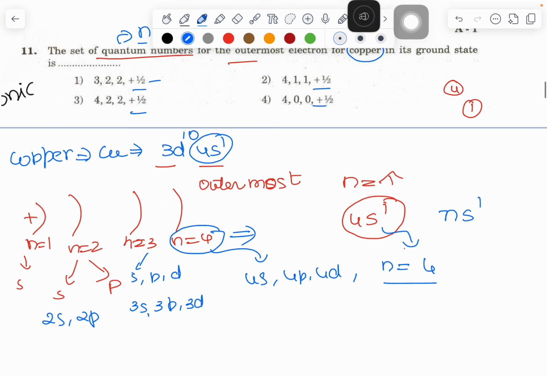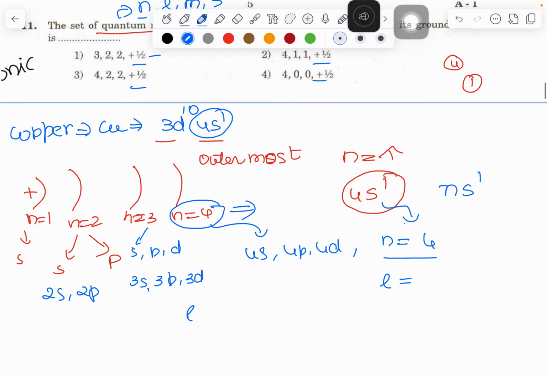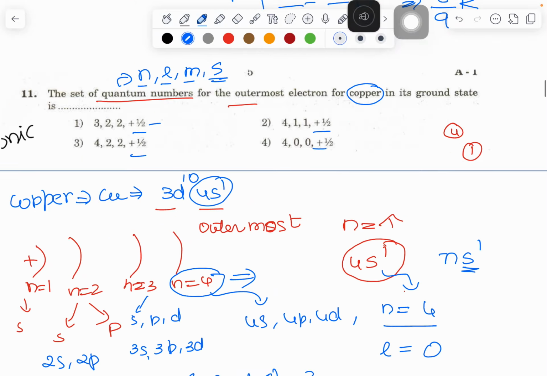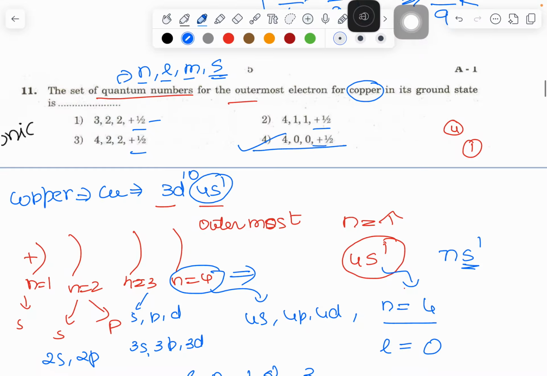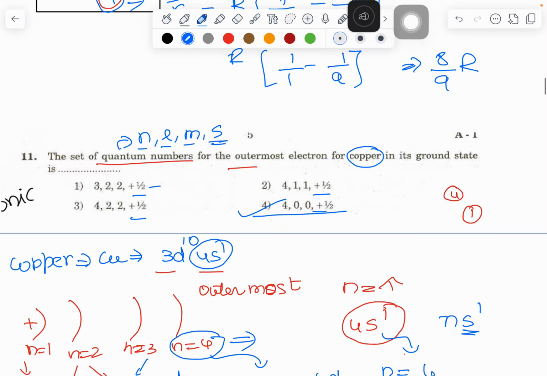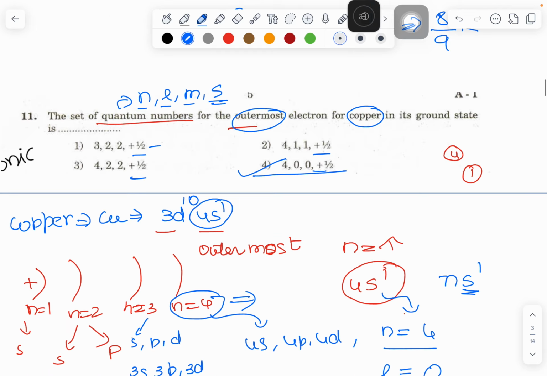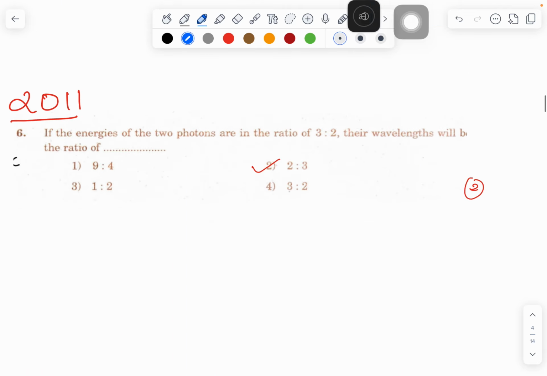Let's see L. L values range from 0, 1, 2 and 3. For S it is 0, for P it is 1, for D it is 2 and for F it is 3. So it is S, so the L value is 0. Where is the L value as 0? The correct option is the fourth one. Hope this is clear, my student. They have asked about the outermost electron. Next, let's see the 2011 question.